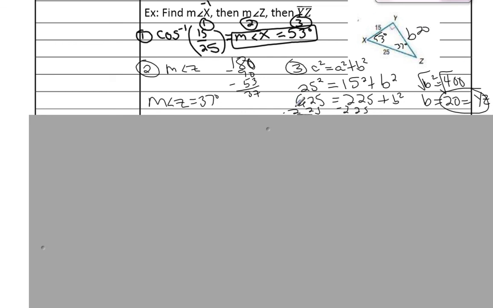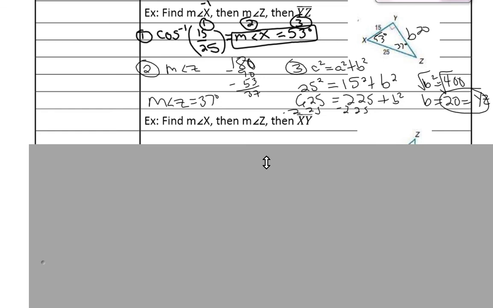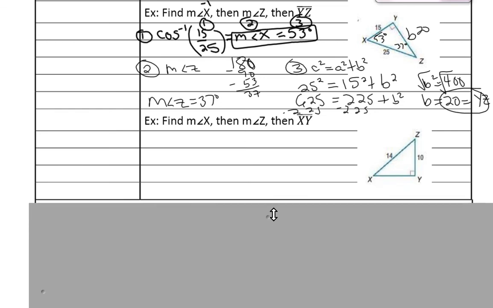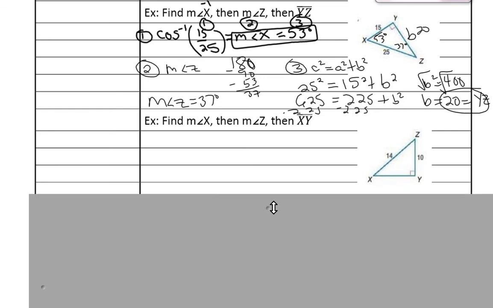Alright, so all of that we can do because this is a right triangle, and a right triangle holds special relationships with its legs and its hypotenuse. I want you to try this last example on your own. Do exactly the same way we did the previous example. I want you to find x, z, and side xy. You should pause the video and make sure you get the same answers as me.